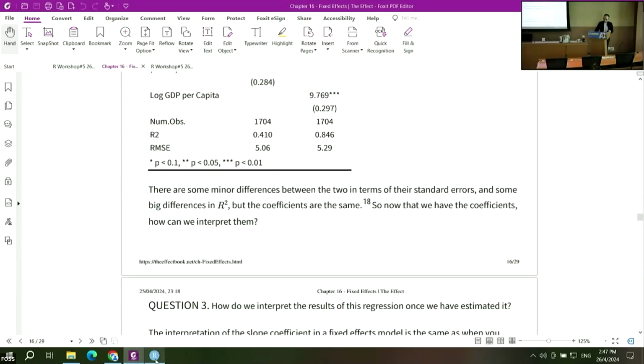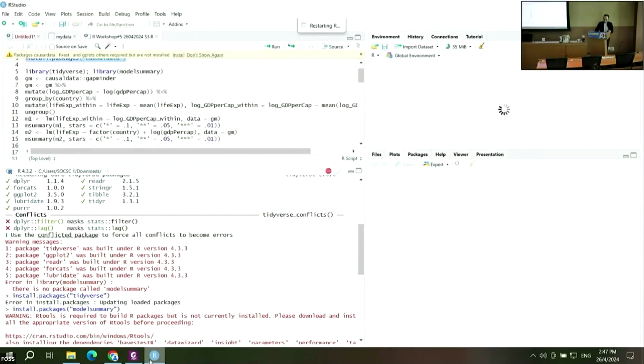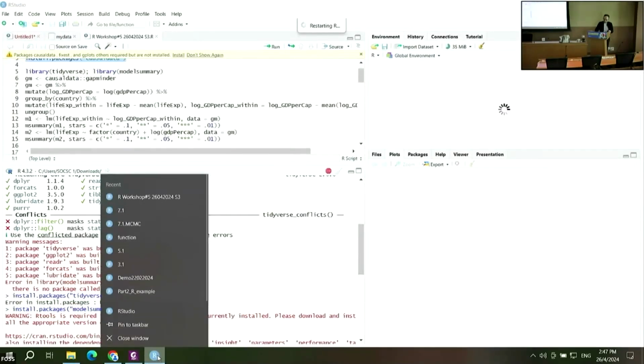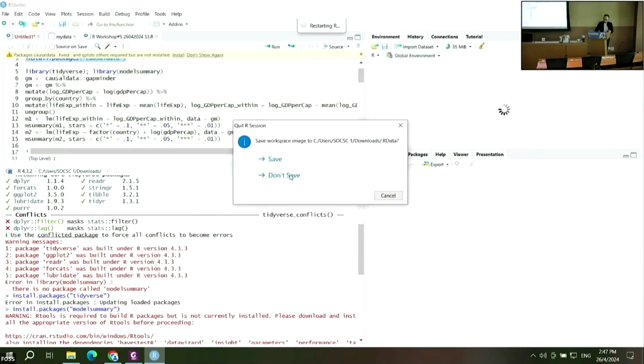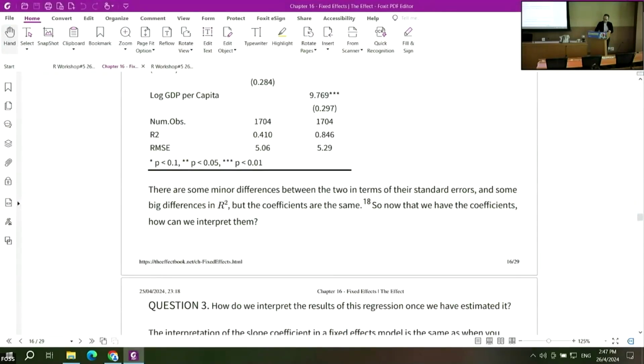So all right, let's see. Wow, this is still restarting, so I think there's something wrong with it. I'm going to close the window, don't save, and then I'm going to reopen it in a little bit.